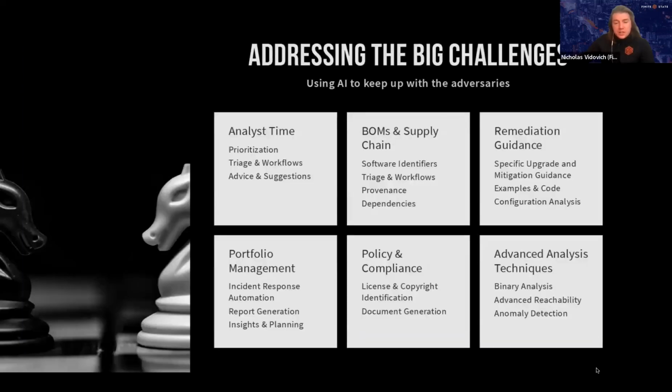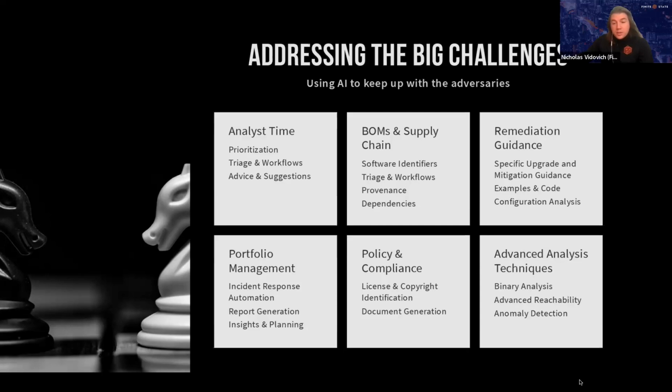So some of the big challenges that we're focused on with our strategy: analyst time is potentially some of the most valuable time that our product security teams have. And we want to make sure that it's being used appropriately, effectively, efficiently. So we're going to focus on things like prioritization. Which of these things do I need to think about first? Triaging vulnerabilities and the workflows around that. Giving the analysts advice and suggestions automatically.